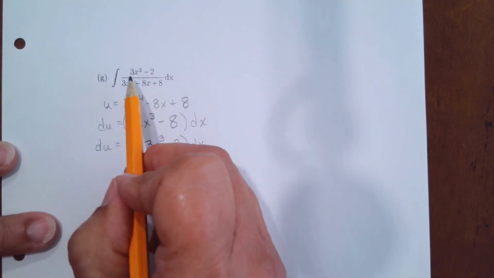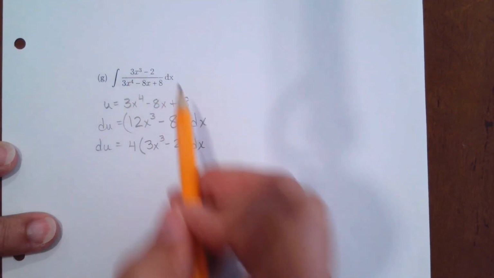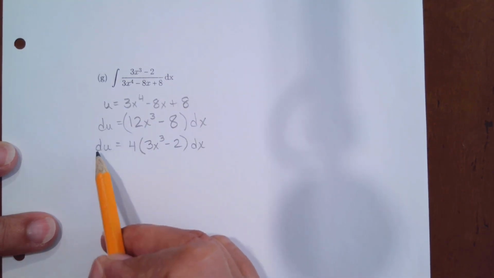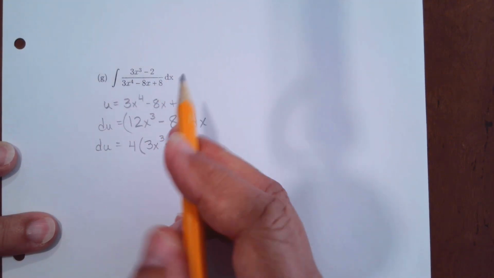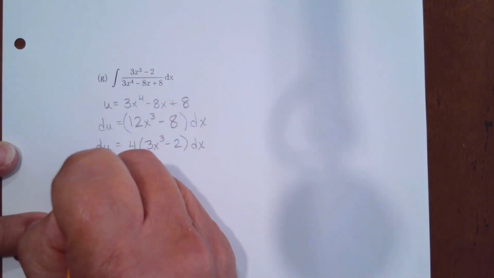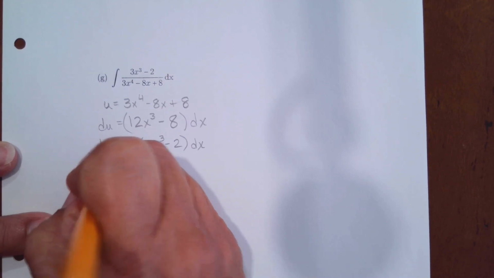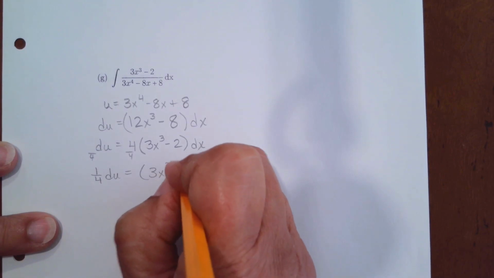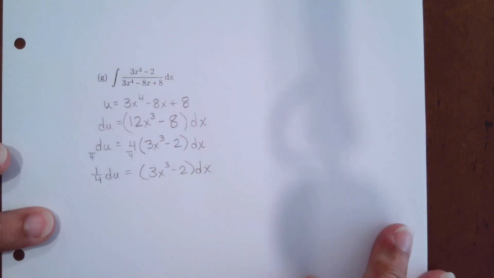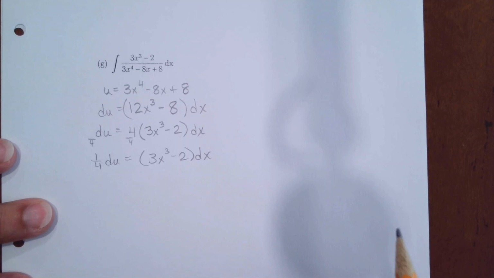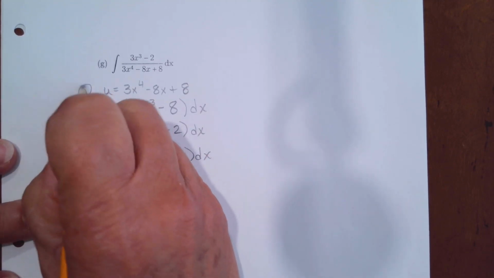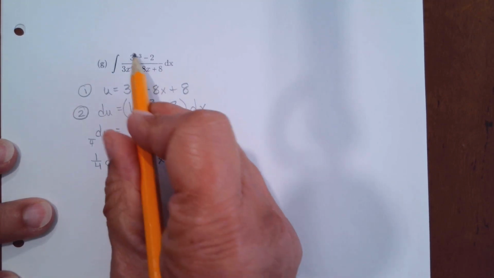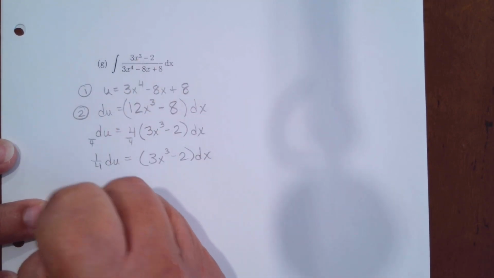Now I see that I have the 3x cubed minus 2 in the dx, but here's that constant, which is okay. I'm just going to move it over to the other side because it's not in the problem. So we're going to divide both sides by 4. Now we have 1/4 du equals 3x cubed minus 2 dx. Now everything is okay, so I can do my u substitution. There was step 1, there was step 2. Here's what I've got to work with. Now I can do my subbing.